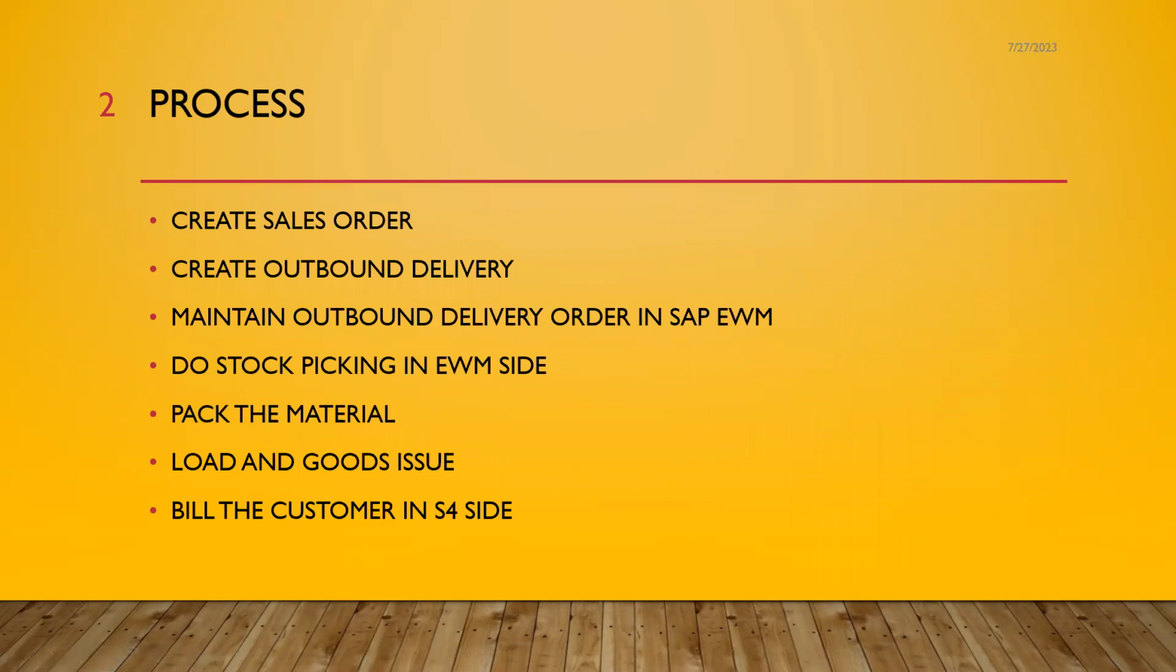First, I'm going to create a sales order in the S4 system. After that, I'm going to create the outbound delivery, also from the S4 system, as the second step. Third step, maintain the outbound delivery in EWM. EWM receives the outbound delivery and I'm just going to maintain it. Then I'm going to do picking on the EWM side, and then pack the material. After packing the material, I'm going to do goods issue and load. Finally, I'm going to bill the customer on the S4 side.